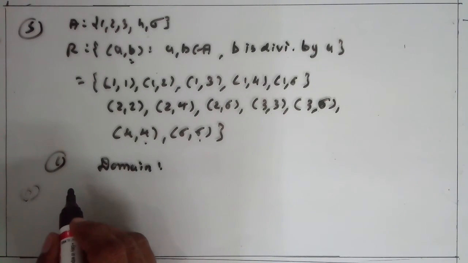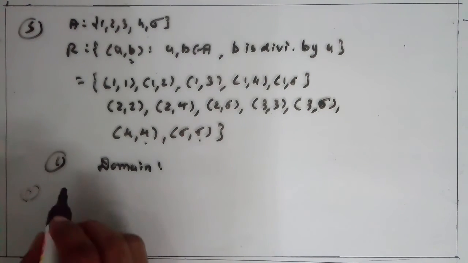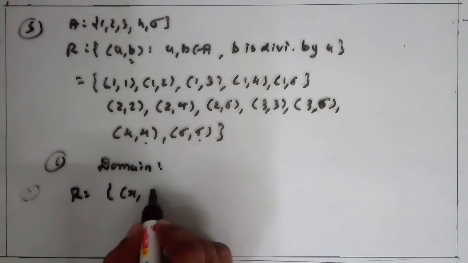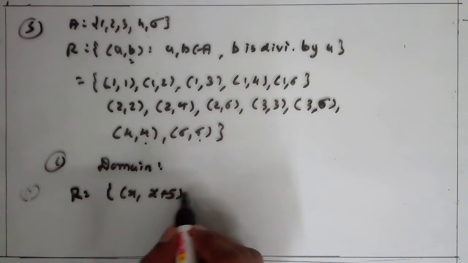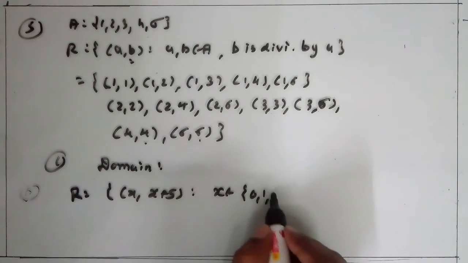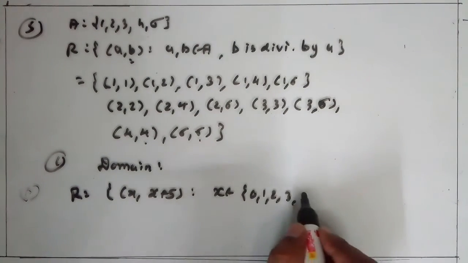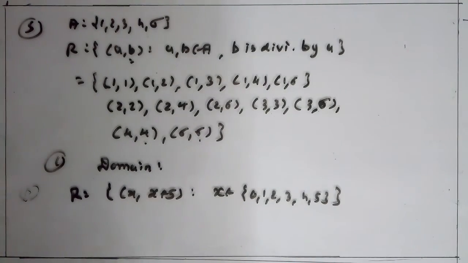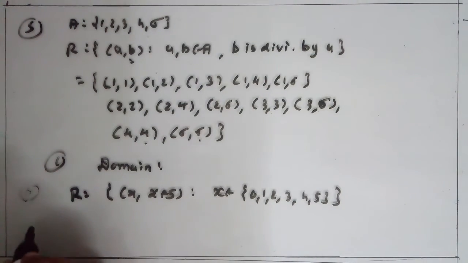Now question number 6. Determine the domain and range of a relation defined by R is equal to (x, x plus 5), x belongs to 0, 1, 2, 3, 4 and 5. Find the domain and range. Just try to solve this yourself.